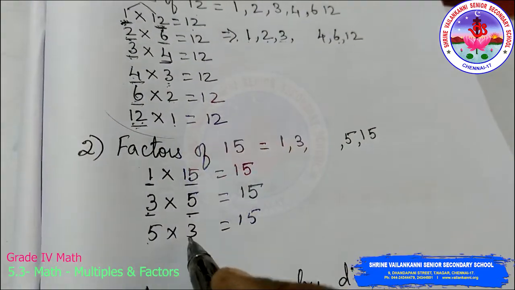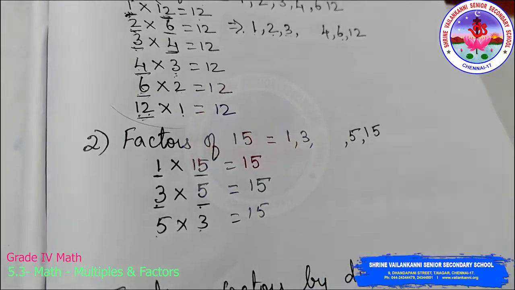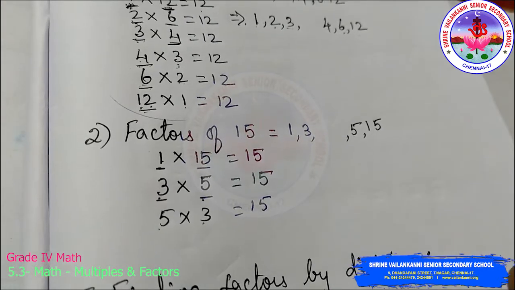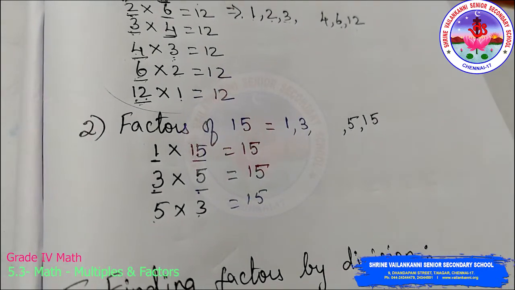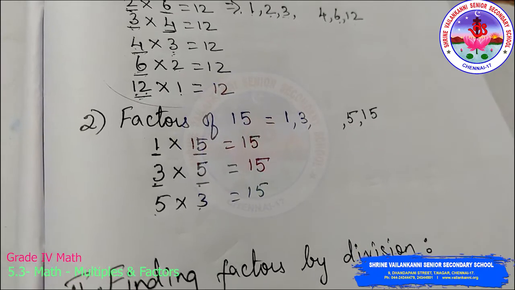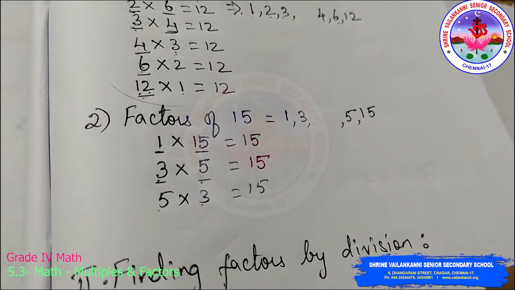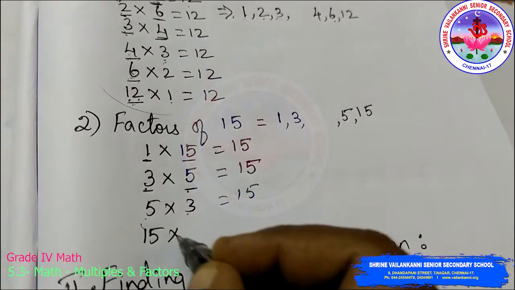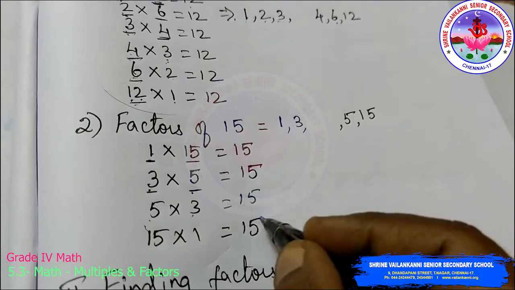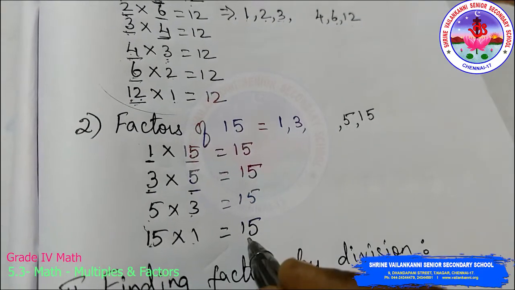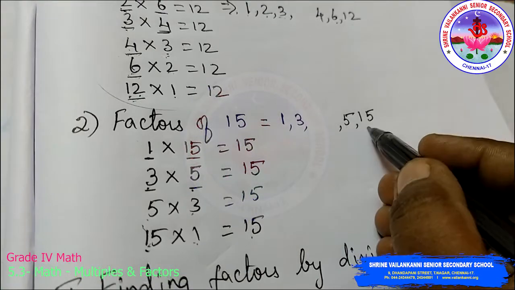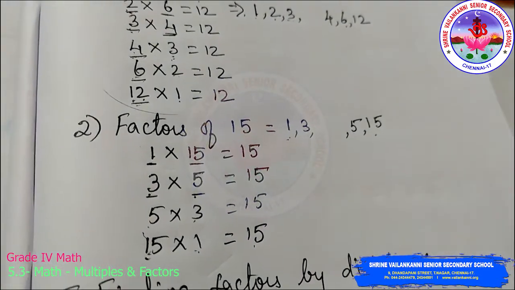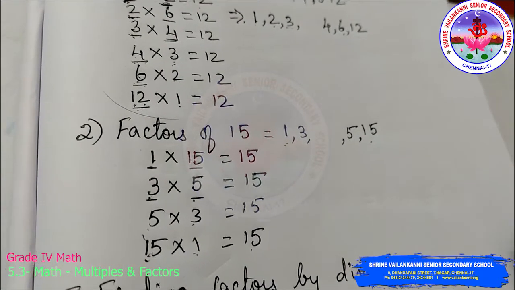See, 5 and 3 we have already written. Then the 6 table will not get, 7 table no, 8 table will not get 15, 9 no, 10 also will not get, 11 table, 12 table, 13 table, 14 table also will not get 15. So directly we will get 15 ones are 15, the 15 table 1 time will get 15. This 15 and 1 we have already written. So this is how you will find your factors using the multiplication concept.